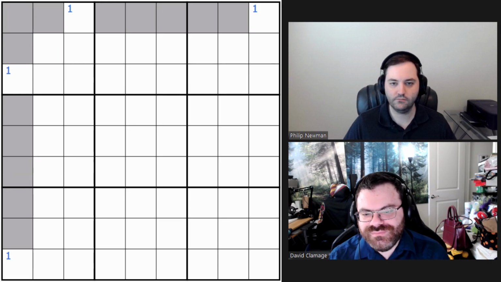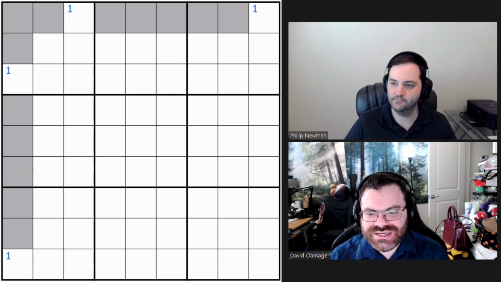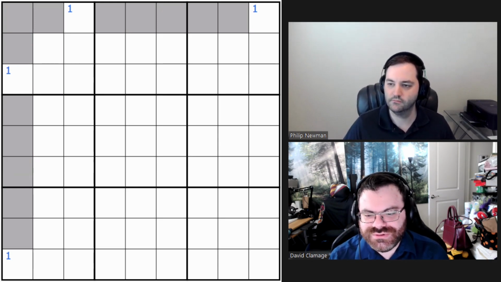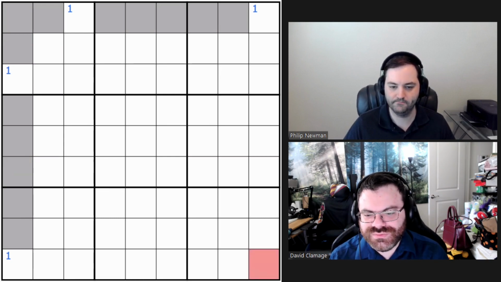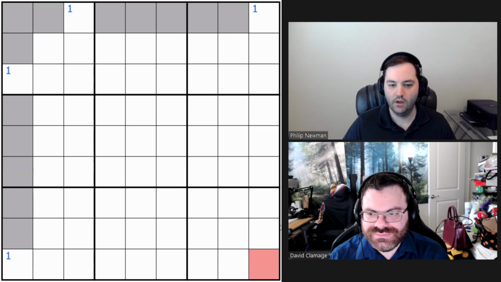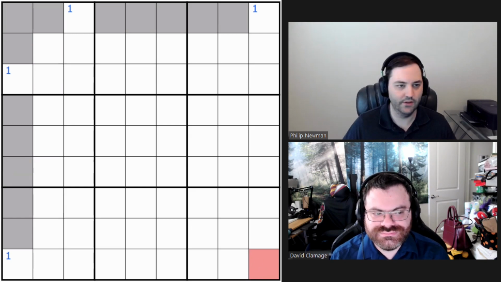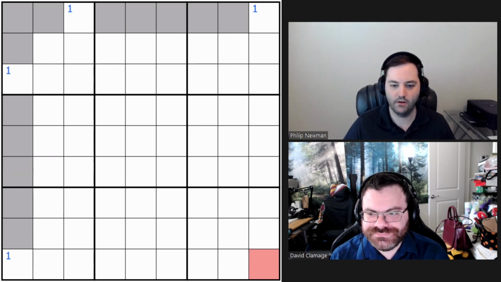And from this, at least in this example, that means 1 can't be in row 9, column 9, because that cell sees both of the locations for 1. And we're going to come back to that cell in just a minute. Okay. All right.